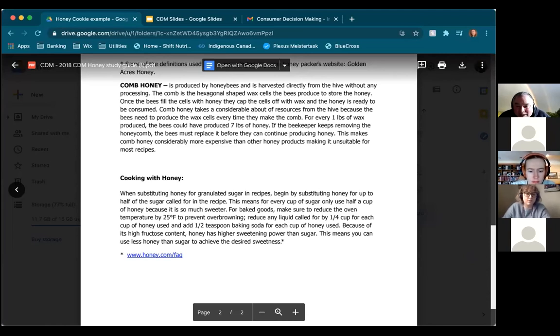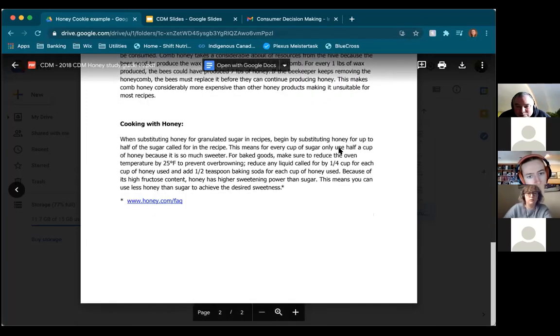For every 1 pound of wax produced, the bees could have produced 7 pounds of honey. If the beekeeper keeps removing the honeycomb, the bees must replace it before they can continue producing honey. This makes comb honey considerably more expensive than any other honey products, making it unsuitable for most recipes.